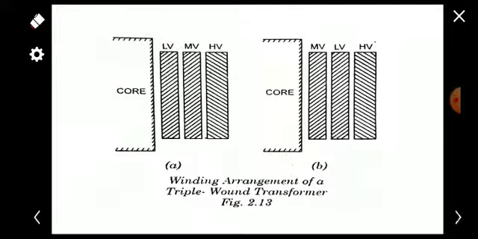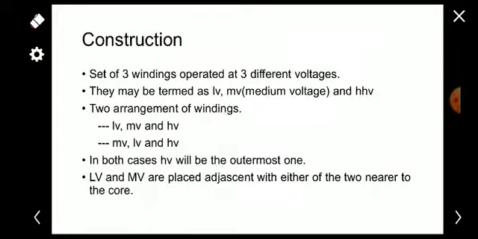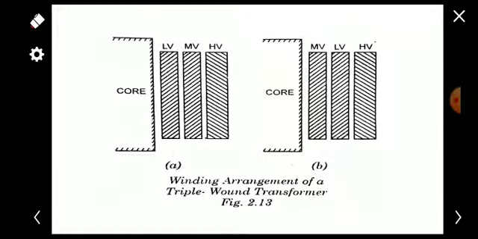The figure can be shown like this. Here, this is the core. In most cases, HV will be the outermost one, and the LV and MV are adjacent to each other, and either of the two can be placed nearer to the core, LV winding or MV winding. So these two arrangements are possible in a three winding transformer: low voltage, medium voltage, high voltage, and medium voltage, low voltage, and high voltage. That is written here. These are the main two arrangements.